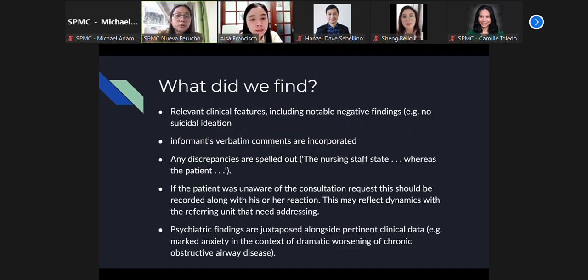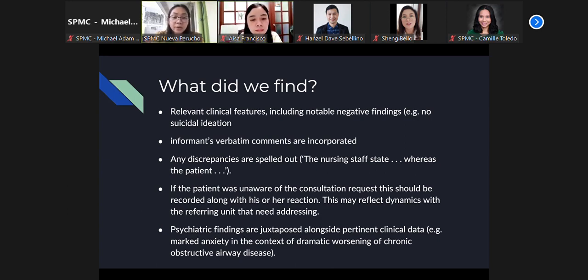So next we go to the findings. So what did we find? This portion can include relevant clinical features, including notable negative findings. So for example, if they ask for assessment for suicidal risk, you can put that. We can also put in the verbatim comments of the patient or the watcher, kanang mas truthful ang atong report. And any discrepancies should also be spelled out. For example, the nursing staff stated this and that, whereas the patient mentioned this.